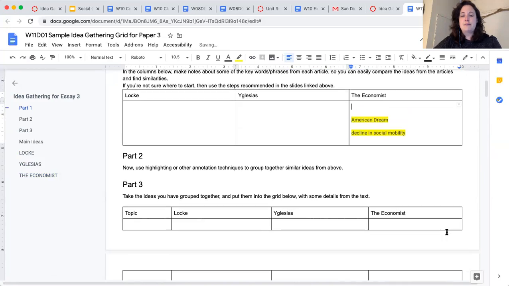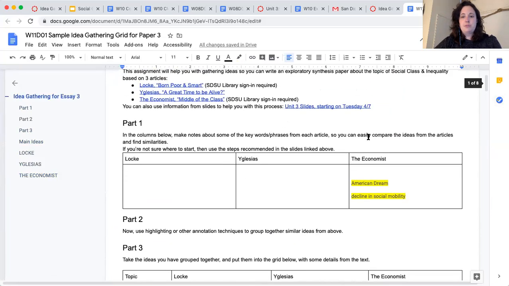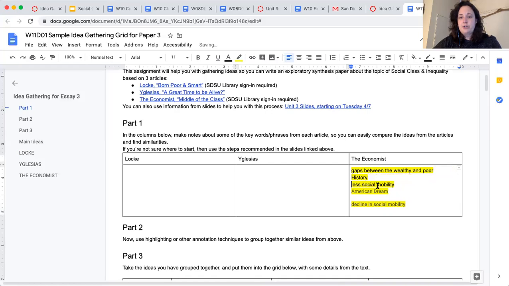And let me see, I'm going to go to, all right, got these gaps between the wealthy and the poor, history, less social mobility. And one thing that I think is going to come up is that we're going to find some redundancy. So right here we've already got less social mobility, decline in social mobility. So we can delete one of these. We don't have to really keep both of them.